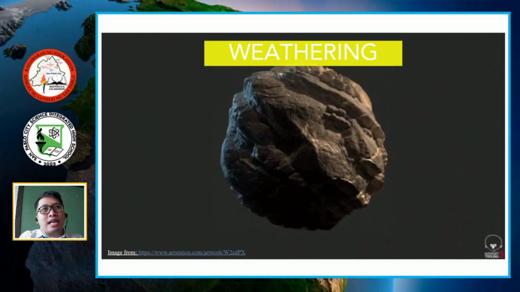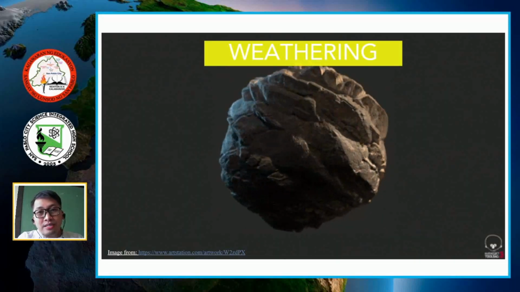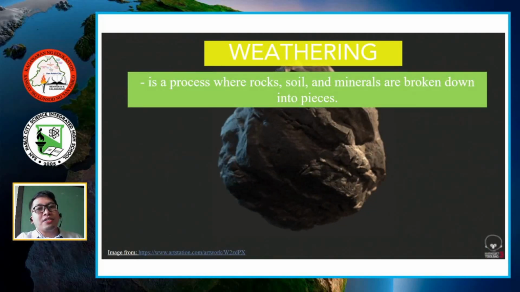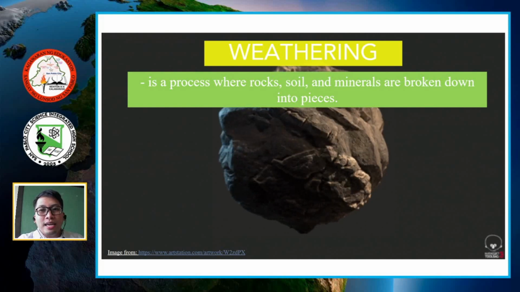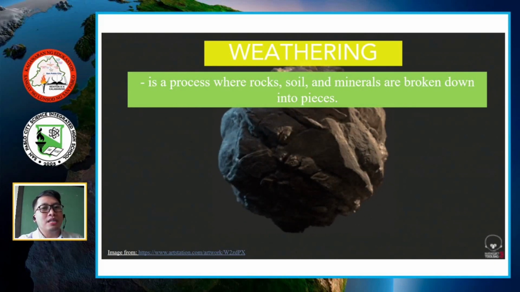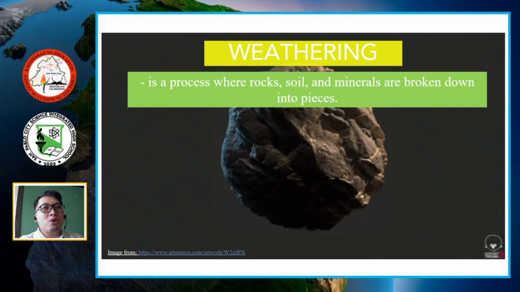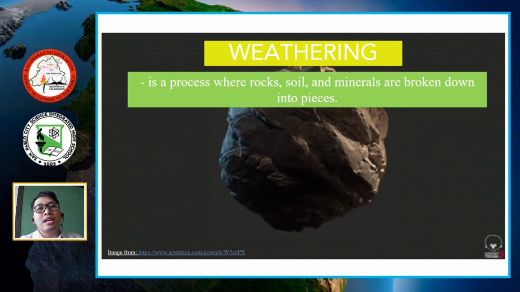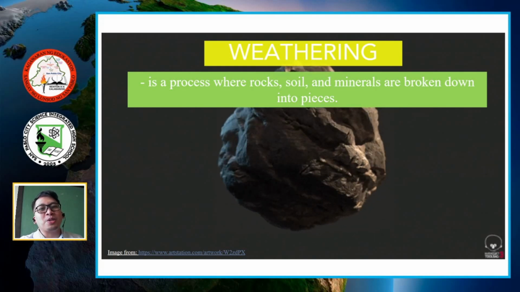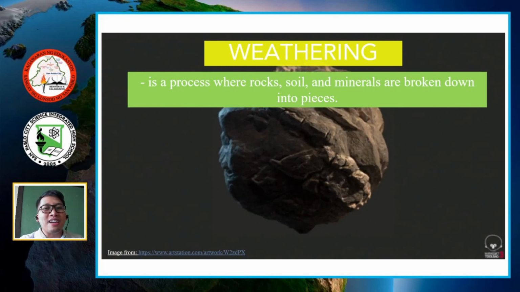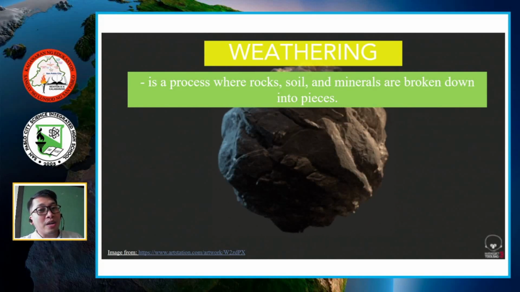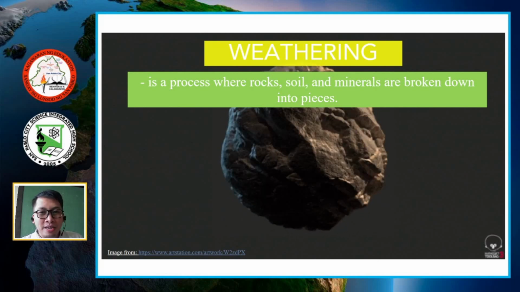Weathering, as an example of an exogenic process, happens on the surface of the Earth. When I say weathering, it is a process where rocks, soil, and minerals are broken down into pieces. We do have compact rocks. Due to the different climate change or weather phenomenon, yung rocks ay nag-break at nagkapira-piraso, turning into sediments or into pieces having different sizes. This is weathering. Hindi lang siya sa rocks nagaganap, pwede rin siyang maganap sa mga minerals.